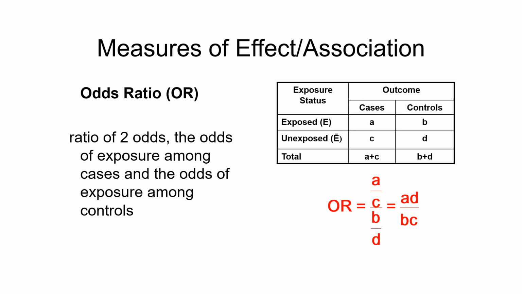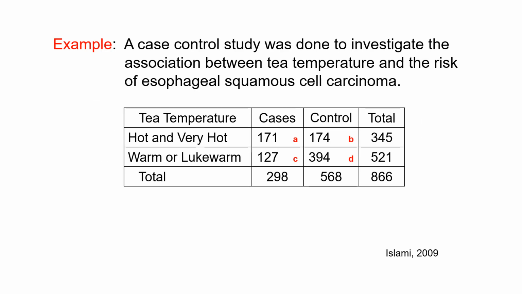The odds ratio is the measure for association in case control study designs. It is the ratio of two odds, the odds of exposure among cases versus the odds of exposure among controls. In this example, cases were those with esophageal squamous cell carcinoma, while controls were those without esophageal carcinoma. The exposure was drinking hot to very hot tea.